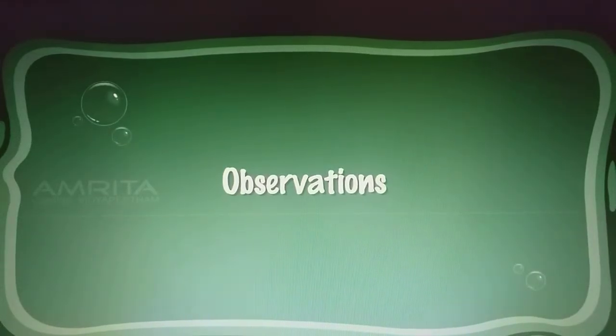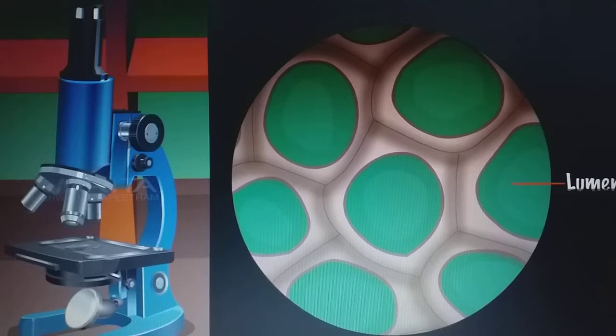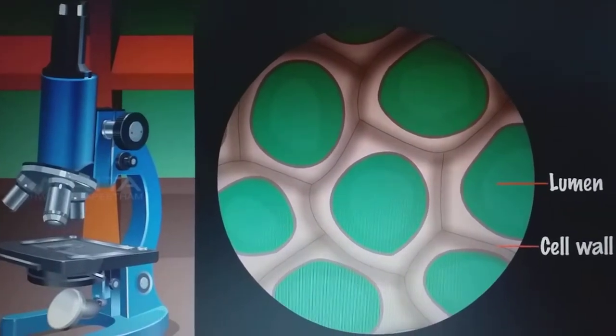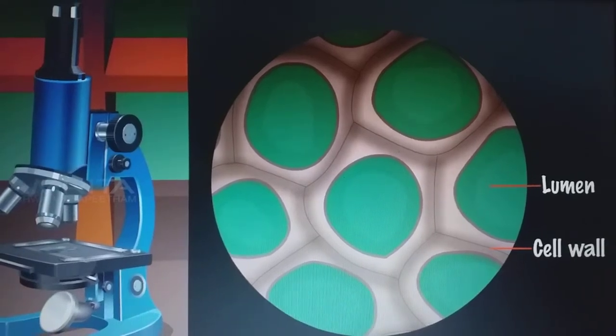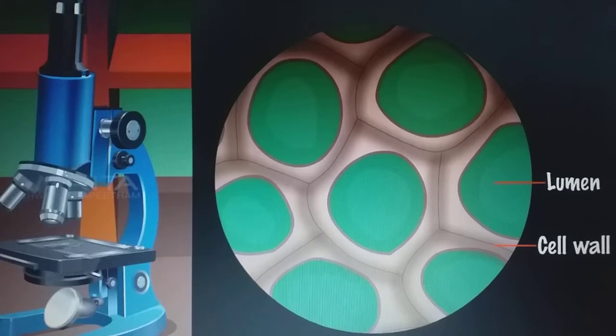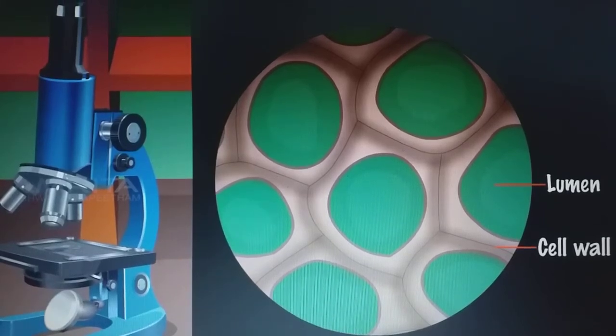Now observation. It is a dead mechanical tissue. Already we have done that it is a dead mechanical tissue. Wall thickening is uniform. Wall thickening is generally due to the lignin. Lignin is a cementing substance that makes it hard. The lumen or cell cavity is very narrow because of the deposition of lignin. It provides hardness to the plant cell and mechanical strength for facing various stresses.